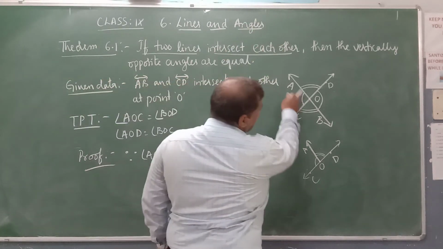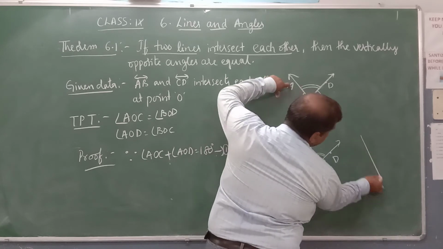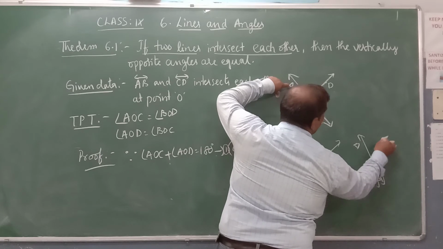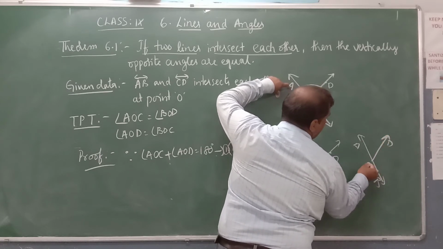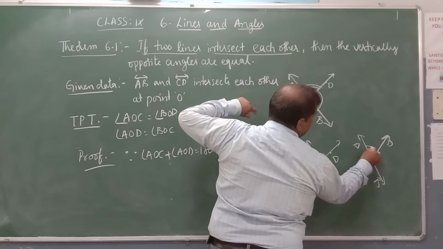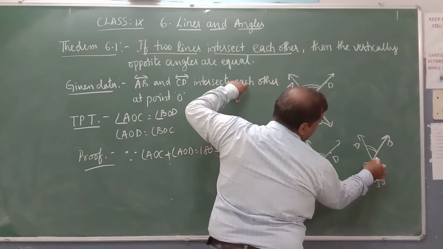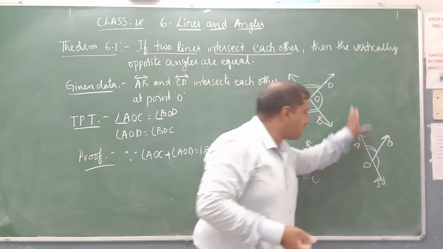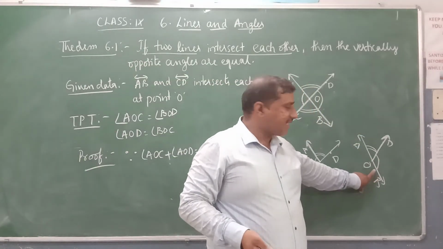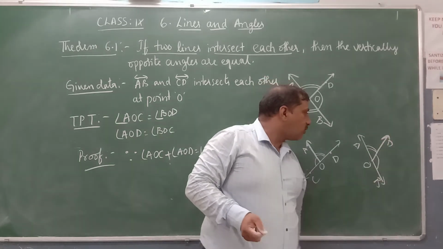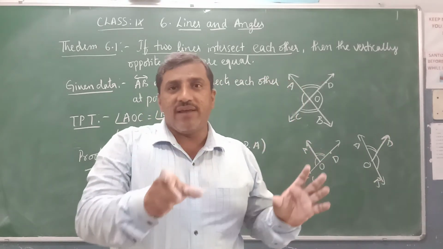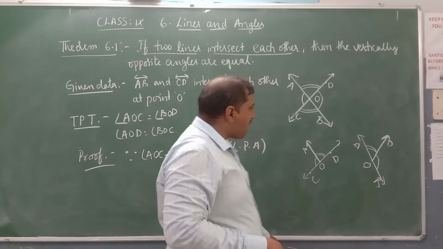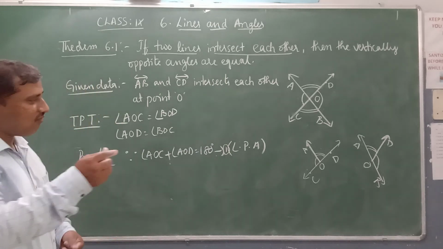Similarly, you take the other line. What is the other line? This is line AB, and here we have a ray OD. Two angles are formed, angle AOD and angle BOD. These two angles are on the same line with the common vertex O and one common arm OD. They are adjacent angles and form a linear pair. So angle AOD plus angle BOD is equal to 180 degrees.